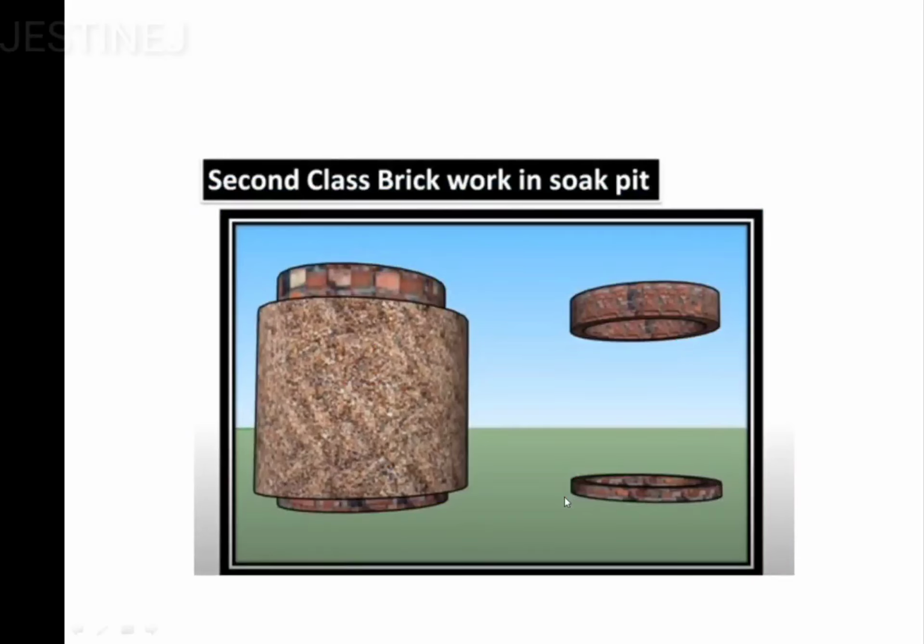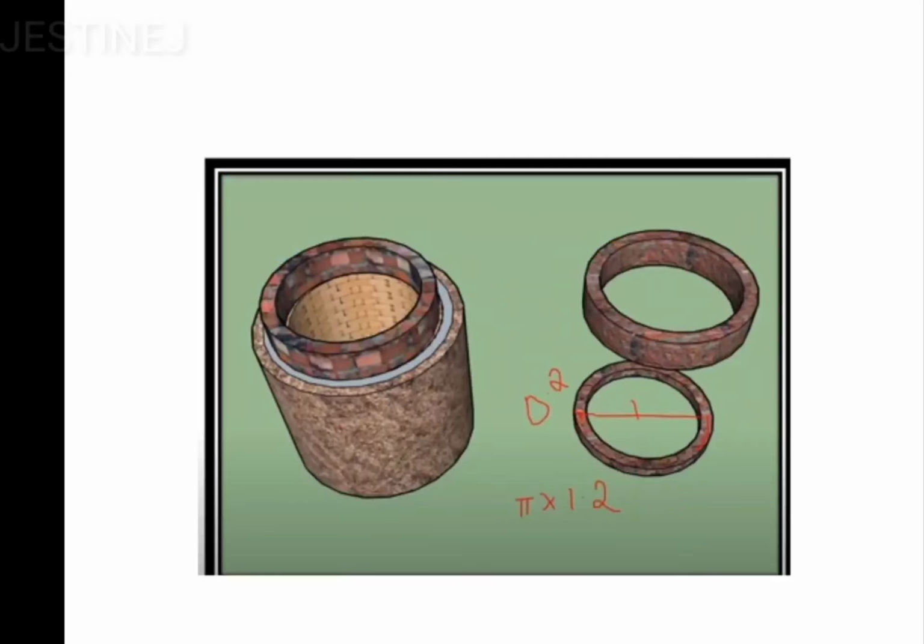Okay, now moving on to the next case, that is the second class brickwork in sock pit. So the topmost portion and the lower portion are constructed using the second class brickwork. Our aim is to calculate the total estimation for those particular sections. For that, you have to consider the center line length of this particular dimension.